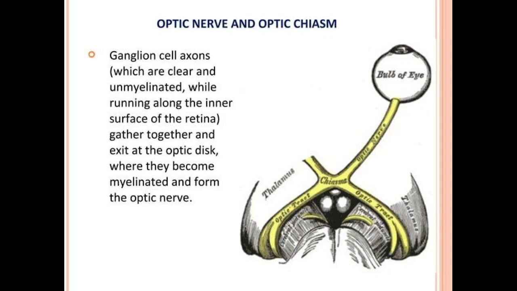Optic nerve and optic chiasma. The optic nerve is a cranial nerve that connects the eye to the brain. It is responsible for transmitting visual information from the retina to the brain, allowing us to see. Each eye has its own optic nerve, which exits the back of the eye and enters the brain through the optic canal.